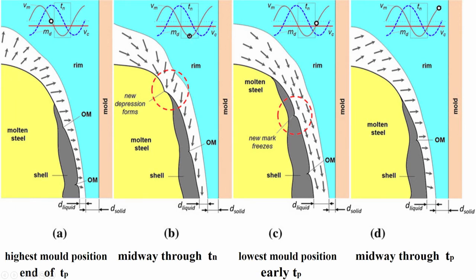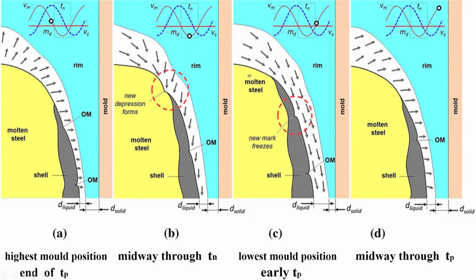You see this, we are now somewhere here, that means we are in the negative strip time, because the mould velocity is maximum towards the down. So, at this position, the pressure in the liquid slag is creating the oscillation mark. Therefore, oscillation mark gets created during negative strip time, number one. This is very important to remember.